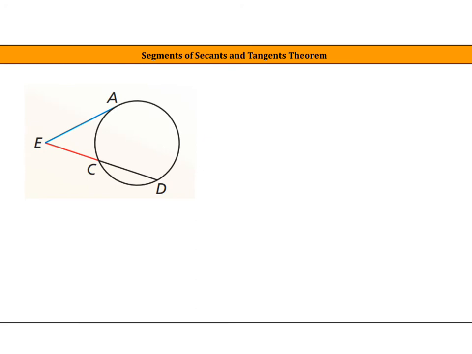All right, let's go ahead and cover our third and final theorem. It's called the segments of secants and tangents theorem. So in this picture, we should have both a secant and a tangent. And we do. We have segment ED, which is a secant, since it intersects a circle twice. So ED is a secant. And then we have EA, which is a tangent, since it only intersects the circle once.